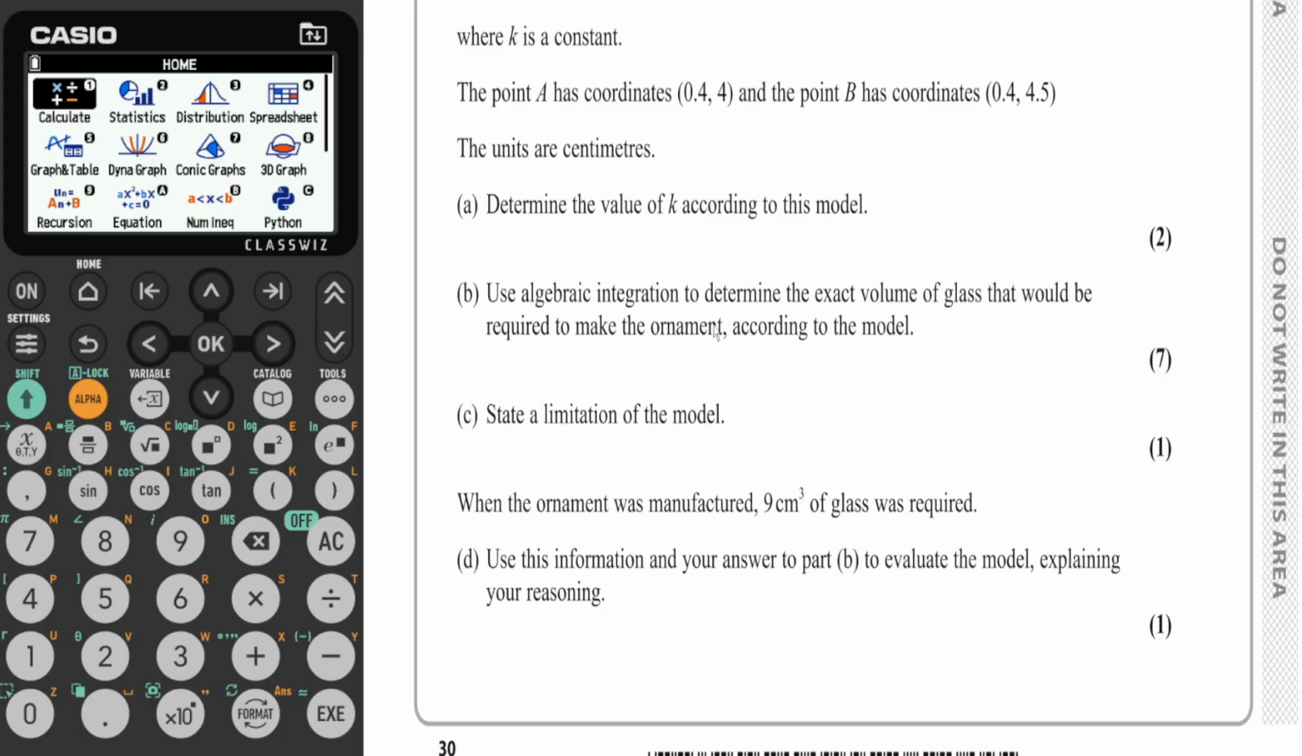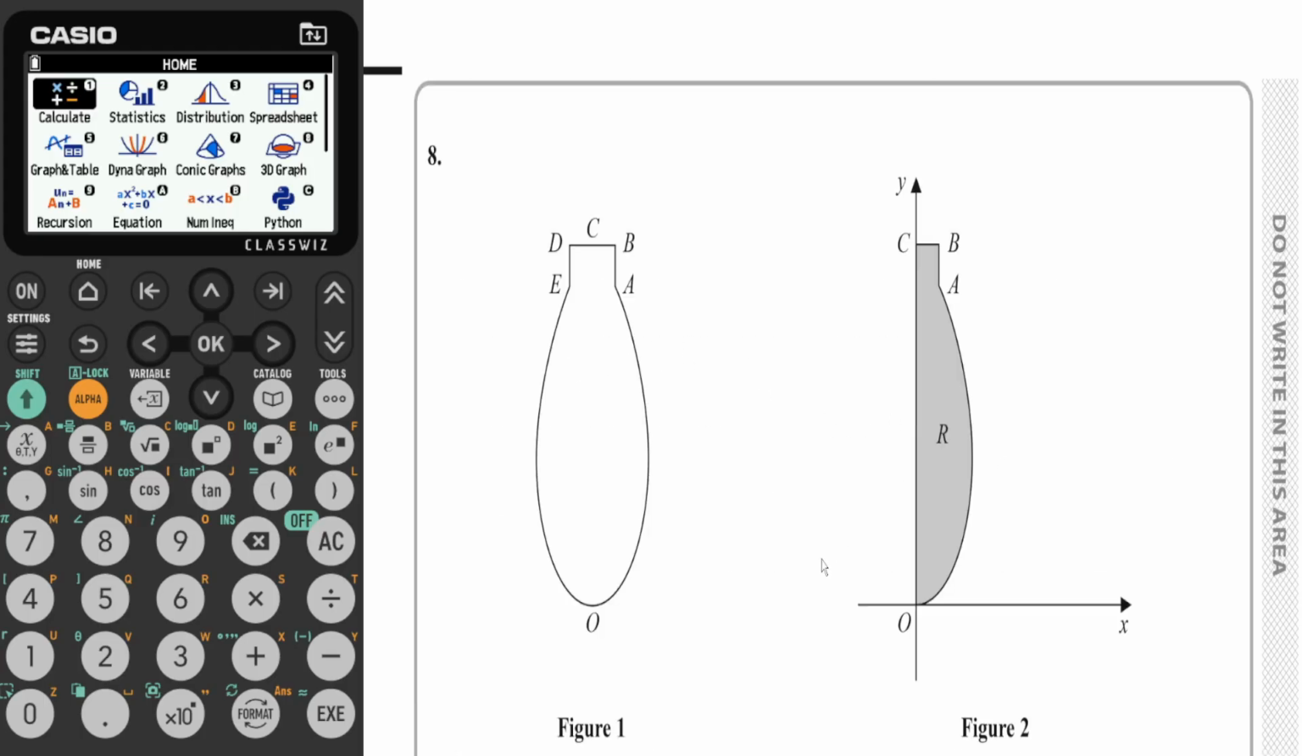Part B, use algebraic integration to determine the exact volume of glass that would be required to make the ornament according to the model. Now, if we look at this, what we have is this curved bit, and then we've also got this upper bit. So we can split this up into two parts. We can work out the volume of this curved bit by considering a volume of revolution about the y-axis, and here we've just got a cylinder.